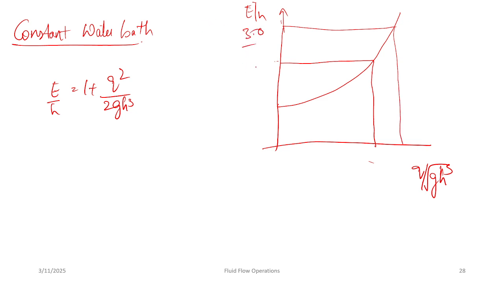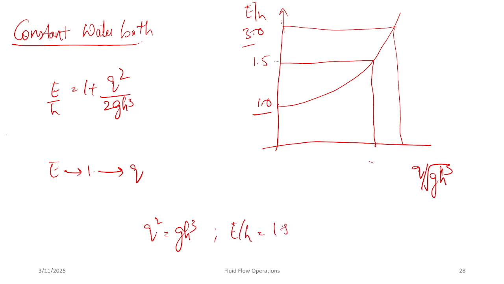So if you plot a graph between E by h and q by square root of g h cube, the value will vary from 1 and it will parabolically increase. Okay, when the water depth is critical, that is when h is Hc, at that point q square will be g h cube and E by h will be 1.5, because Ec is equal to 1.5 times Hc, right? So this relation holds.